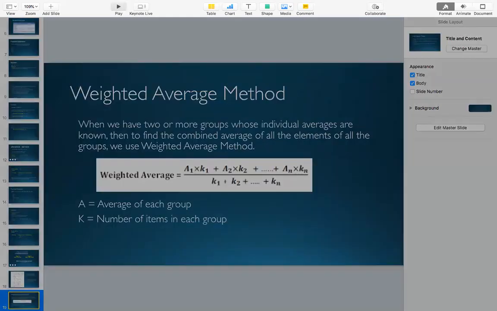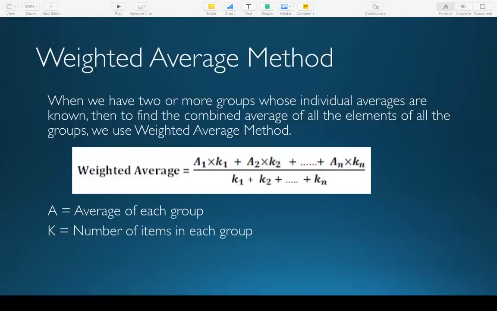So let's see what is weighted average, basically the combined average. Okay, so it says that when we have two or more groups whose individual averages are known, then to find the combined average of all the elements of all the groups, we use the weighted average method. Okay, and the weighted average method is nothing but A1 K1 plus A2 K2 plus A3 K3 and so on till AN KN, divided by K1 plus K2 plus K3 till KN, where A is corresponding to the average of each group and K is corresponding to the number of items in each group.